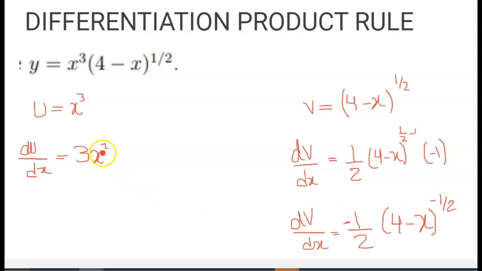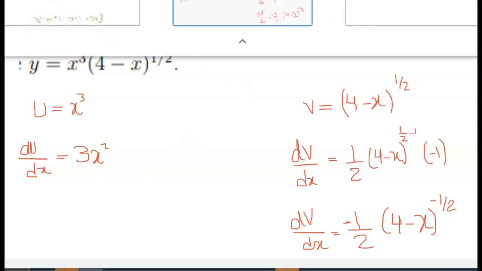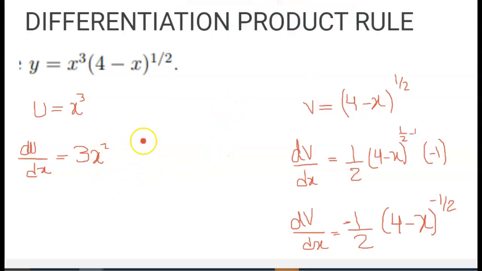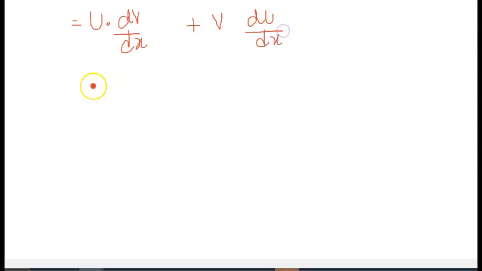Now we got this bit. Now I'm going to use the product rule. To use the product rule, I have u dv over dx plus v du over dx, and now I need to put in the values.